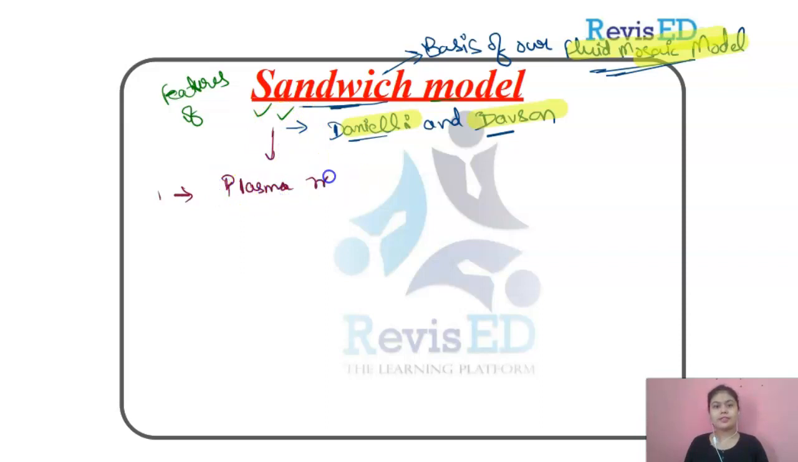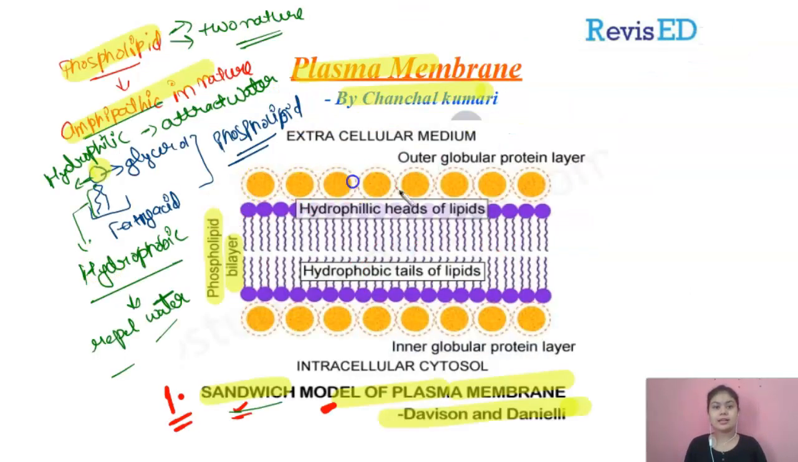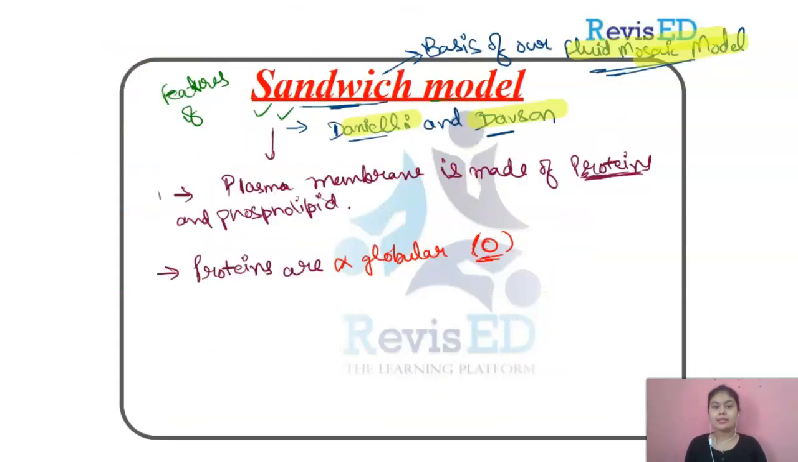The first point is the sandwich model. According to Daniel Dabson, the plasma membrane is made up of proteins and phospholipids. As I told you before, this was first stated by Daniel and Dabson only. Now, the second is our proteins. He said that proteins are made up of alpha globular molecules. You can see the diagram here. These are circle shaped. This is our alpha globular protein.